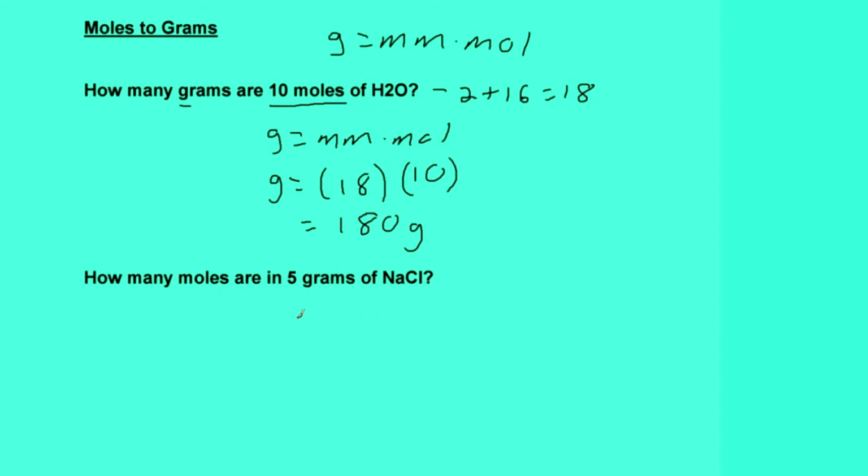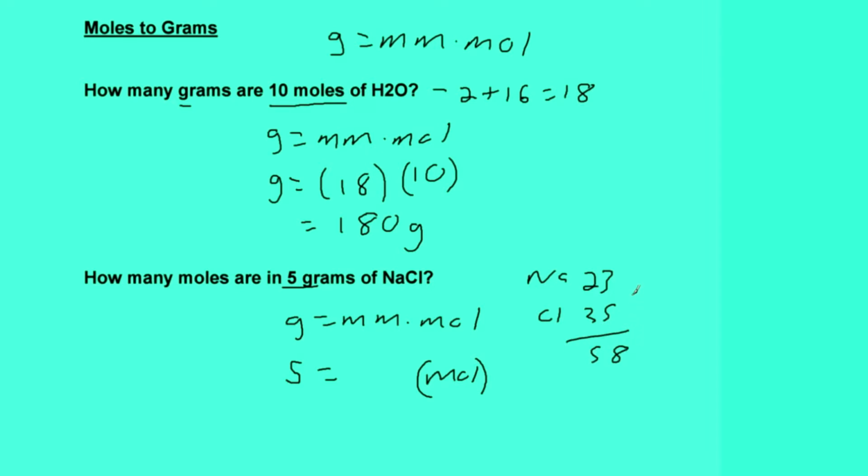How about going the other way? Let's say we have 5 grams of something, some table salt. How many moles would that be? Okay, again, start with a number, 5 grams. Here's 5 grams over here. Put that in there. We're solving for moles, so we don't know what that is yet. What's the molar mass of sodium chloride? Sodium has a mass of 23. Chlorine has a mass of 35. Since there's only one of each, we're going to just add those up. 58.